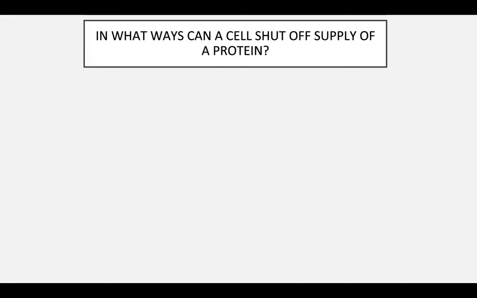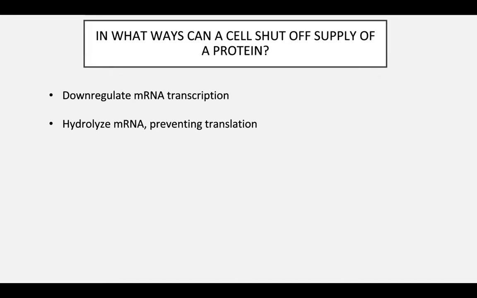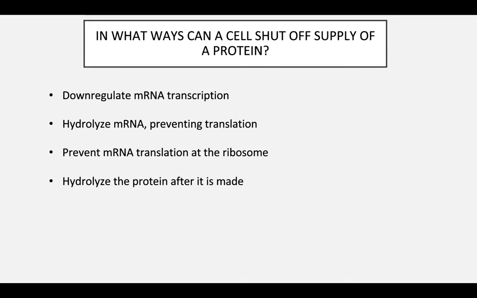So, in what ways can a cell shut off supply of a protein? It can downregulate mRNA transcription. Downregulation is essentially the process by which a cell decreases the quantity of any cellular component. So, it decreases the quantity of whatever protein is going to be transcribed. It hydrolyzes mRNA, preventing translation. It can prevent any mRNA translation at the ribosome. After the protein is made, it can also hydrolyze the protein, or it can inhibit the protein function.